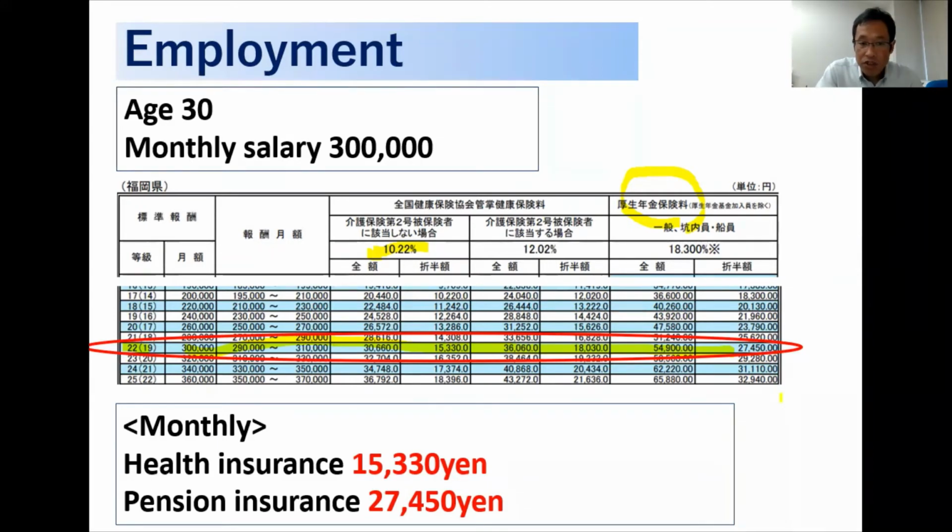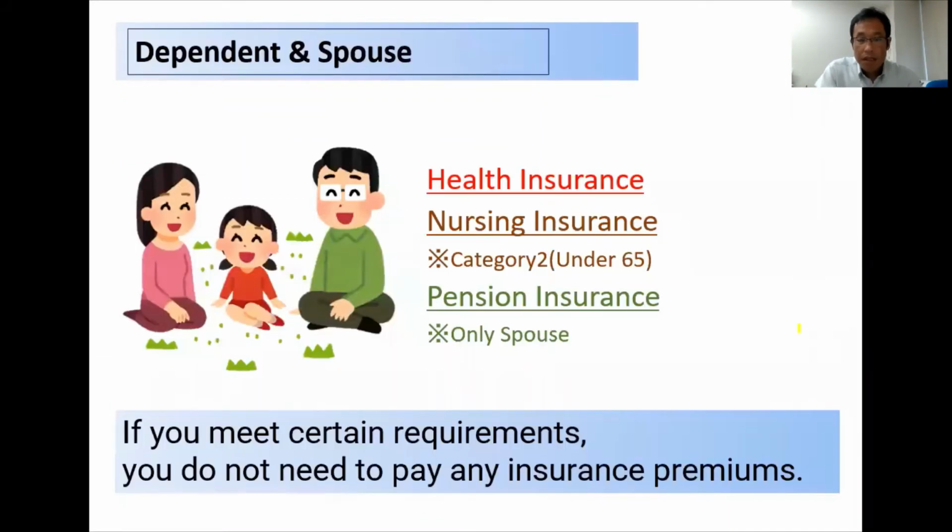Speaking of pension insurance, the higher premium you pay, the higher old age pension you can receive. Next slide is about dependents and spouses. If you are a dependent or spouse of office workers and you meet certain requirements, for example, under a certain annual income, you don't need to pay any insurance premium. It's a big advantage under the employees' social insurance system.